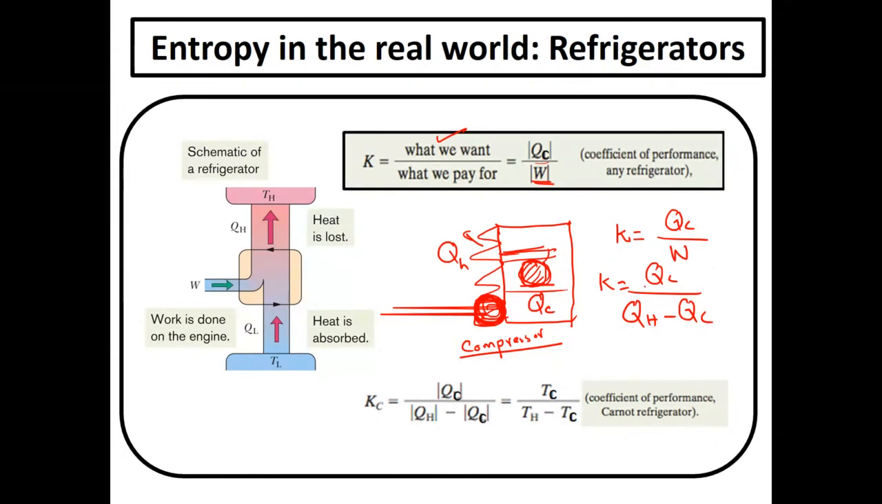If you want to rewrite this equation in terms of temperature, how can you write it? You can write TC over TH minus TC. Clear? Yes. That's it. So these two formulas are very, very important, my dear. If the question from this chapter is related to the Carnot engine, write the formula. If it is a Carnot refrigerator, write this formula. Clear?